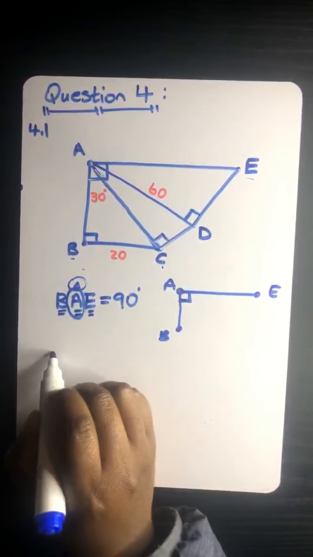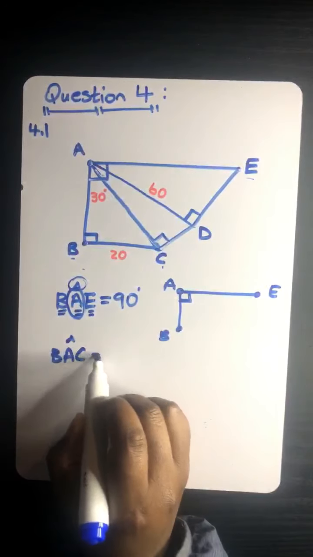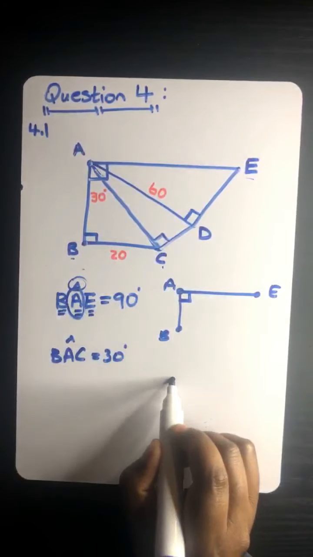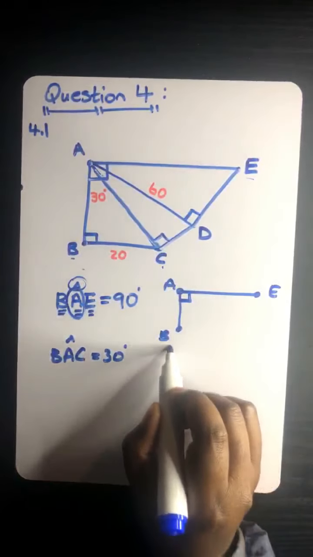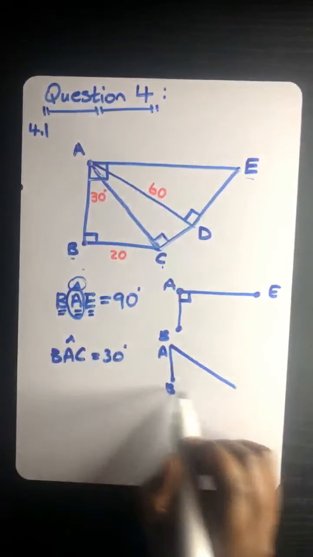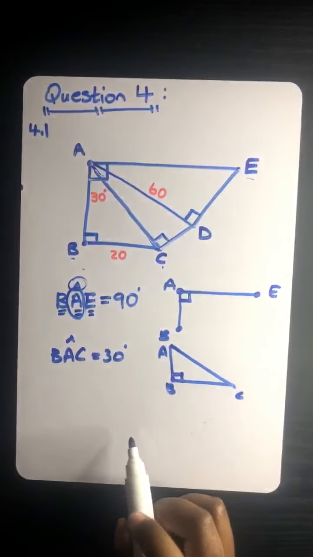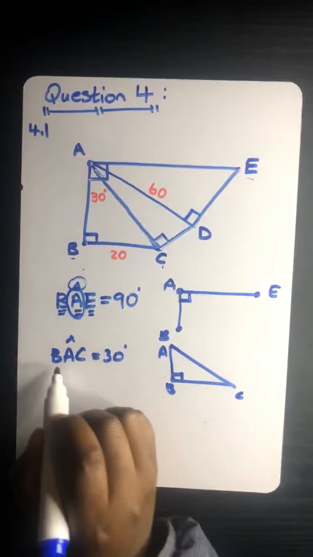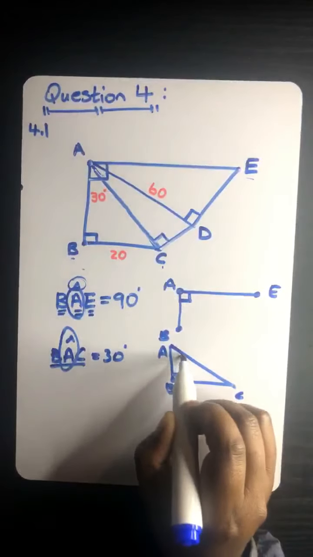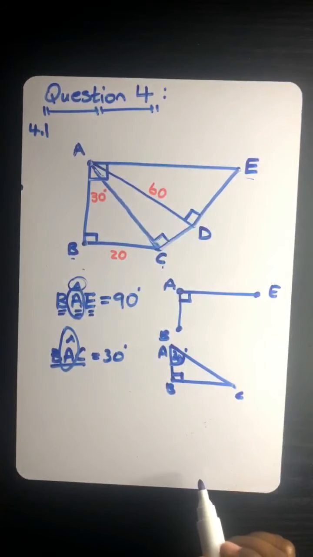Another one, they say in B, A, and C, angle A is equals to 30 degrees. Where is B? There is B. Where is A? A is up there. Where is C? C is there. So that means there we are having A, we are having B, we are having C. So this one, obviously, it's a right angled triangle. So now they are saying in this triangle, angle A being this one is actually 30 degrees. That's how you interpret that information, ladies and gentlemen.